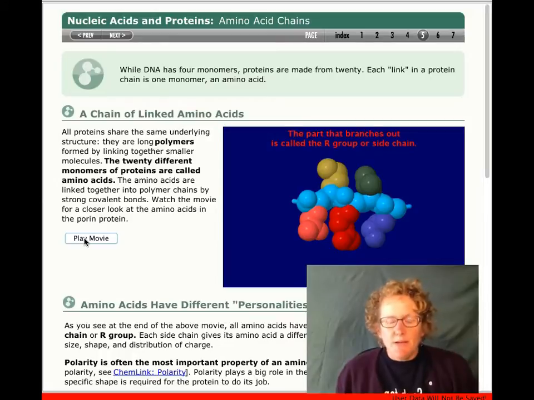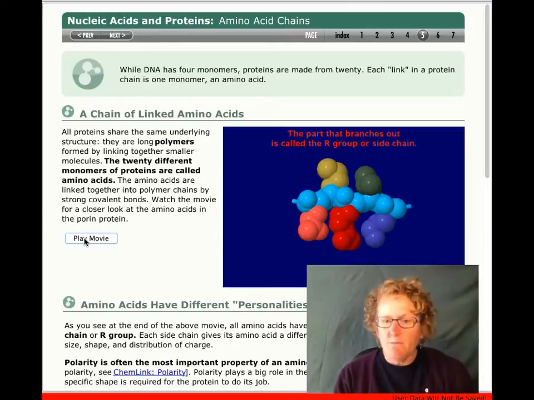The part that branches out from the amino acid is called the R group or side chain. It's like the base in nucleotides. It's what makes it different. Amino acids are all pretty much the same, have a part that's the same and a part that's different.